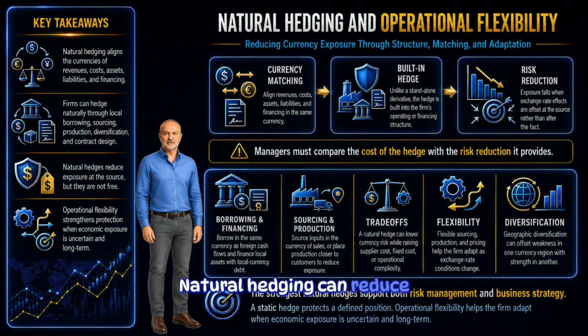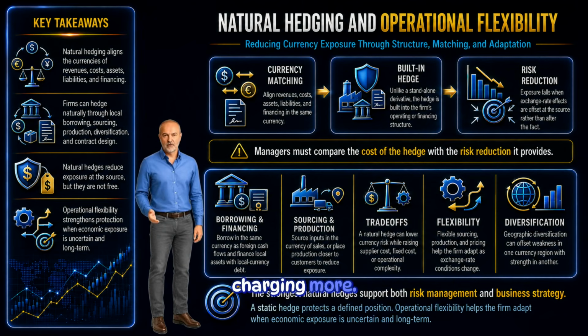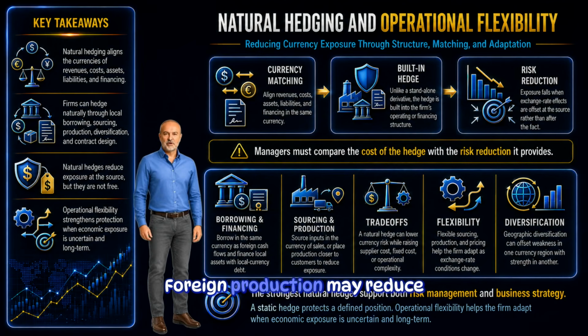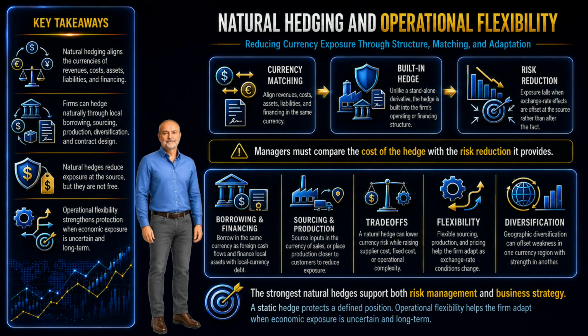Natural hedging can reduce exposure at the source, but it is not free. A local supplier may lower currency risk while charging more. Local financing may improve currency matching while offering less attractive terms. Foreign production may reduce competitive exposure while increasing fixed costs and operational complexity. Managers must compare the cost of the hedge with the risk reduction it provides.